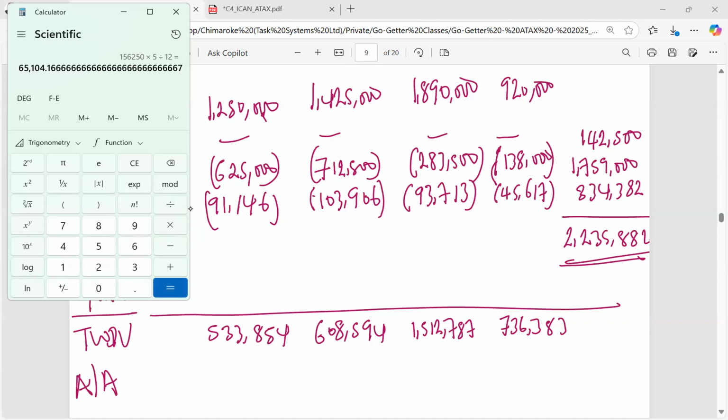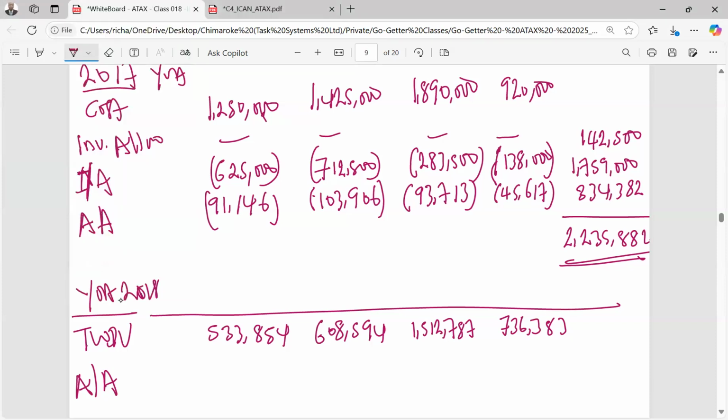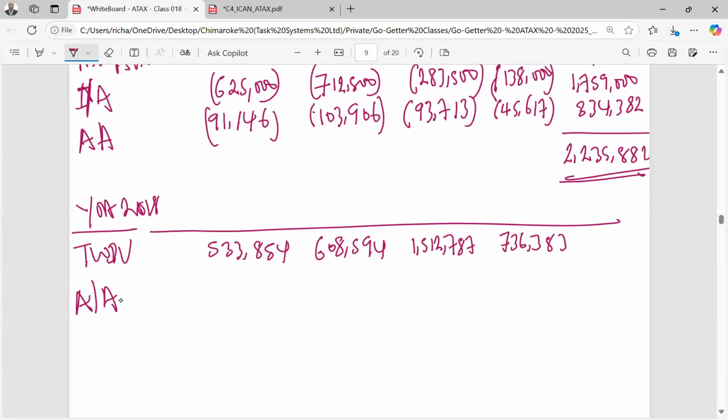So we simply say times 5 divided by 12. So that's going to give us 65,104.